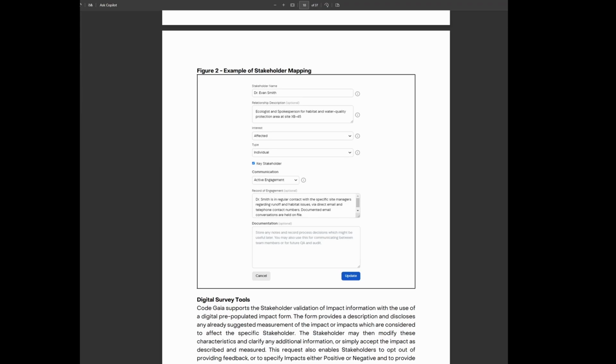There's a brief mention of the survey tools we're developing in the software, but we are very keen to point out that the use of digital survey tools should not be seen as the primary method for engagement. We'll come to that in a second.